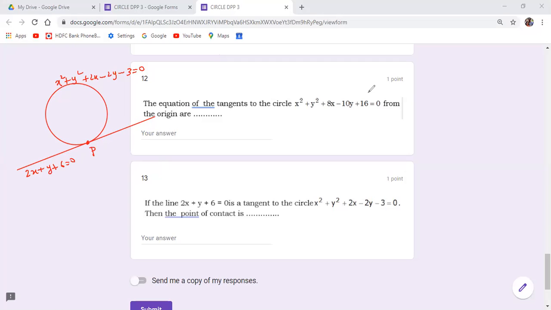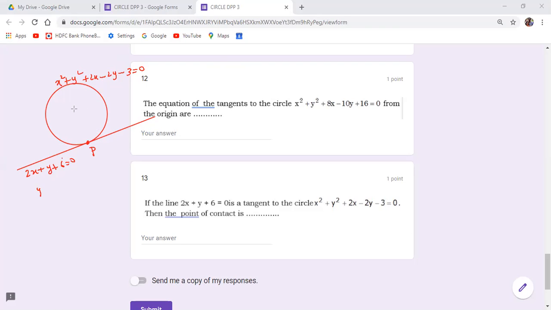Anybody made an attempt? Yes, sir. What is the method you did, Chaitanya? First I took y as subject, y equals to minus 6 minus 2x. Then we substituted the value of y in the equation of circle. You solve both the equations, right? That is one method. That's a perfectly right method, and I'm going to do by that method only.